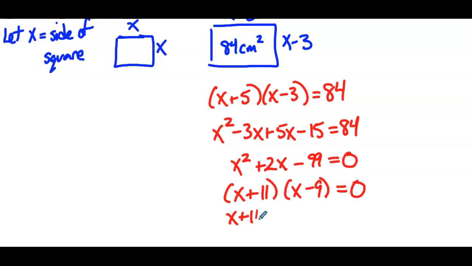So either x plus 11 equals 0 or x minus 9 equals 0. So that means either x equals negative 11 or x equals negative 9. Now, based on how we've defined everything, negative 11 does not make sense.